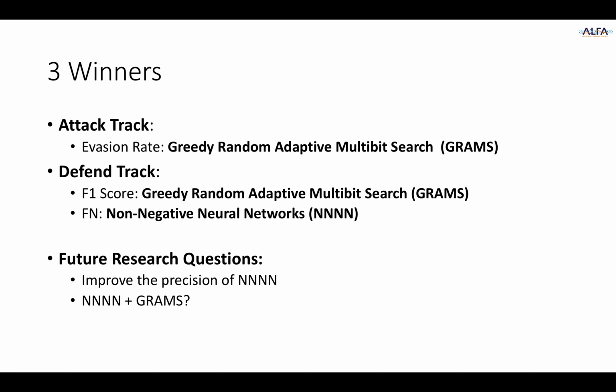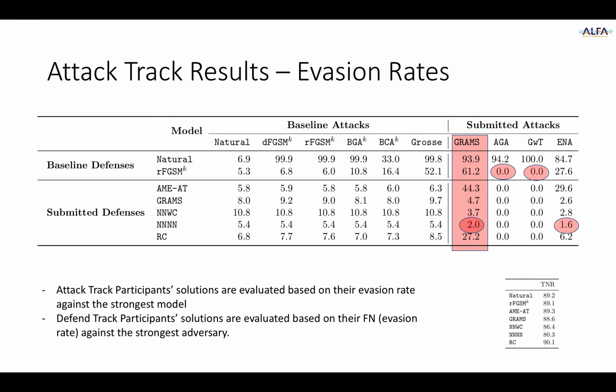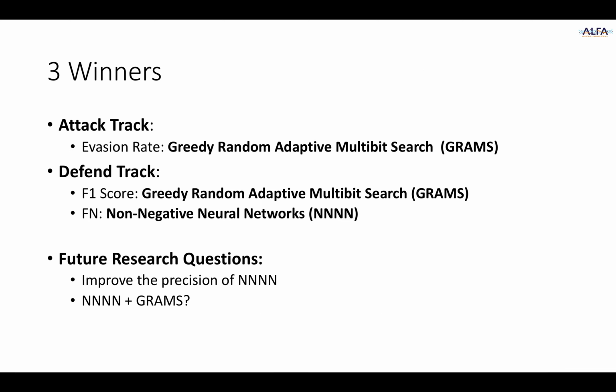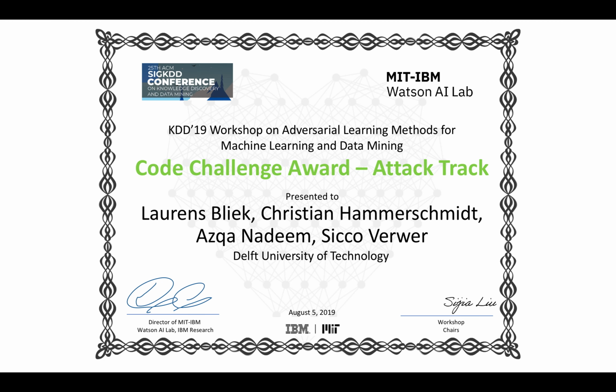The question, though, is the way that they fail on their F1 score, because if you look at the true negative rate, they degrade with respect to the Grams. And so the question would be, can we improve the precision of the non-negative neural network, or can we combine these methods, the non-negative with this randomized greedy gradient descent? That's all. Thank you very much.